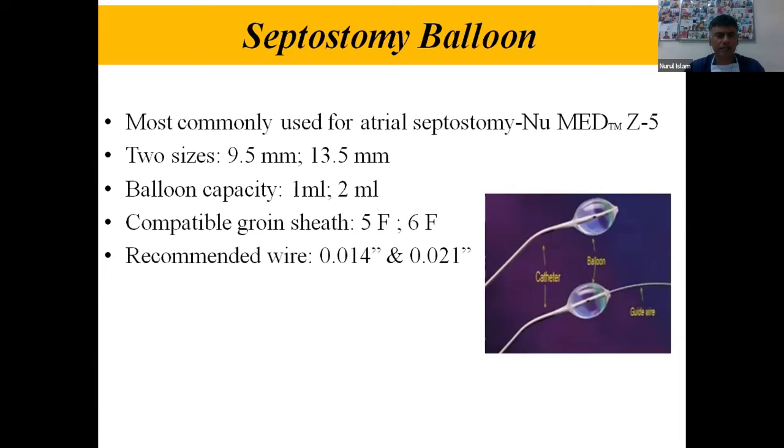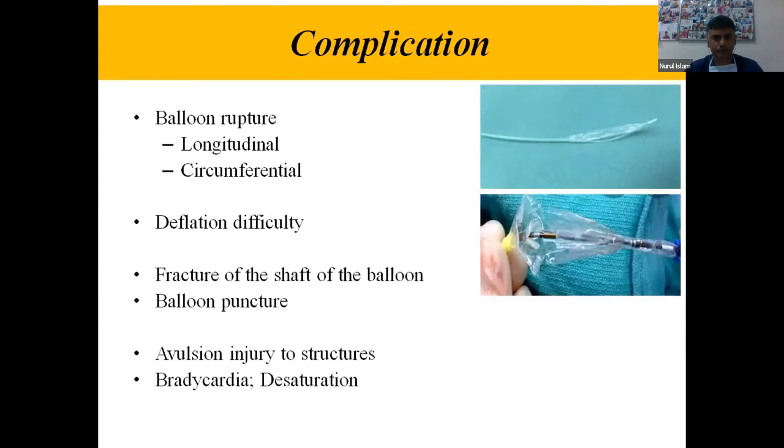This is a Pneumed Z5 balloon. Two sizes are available, 9.5 and 13.5 millimeter, with a balloon capacity of 1 ml and 2 ml. So if you inflate with 2 cc of diluted contrast, it can give the maximum 13.5 millimeter. This bigger size balloon is used for larger babies, and the recommended guide wire is 0.021 inches.